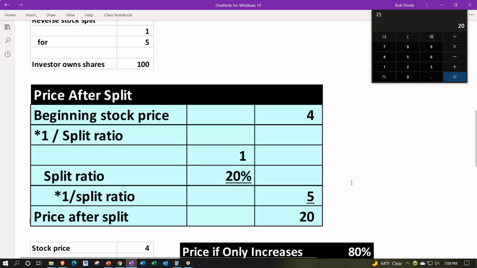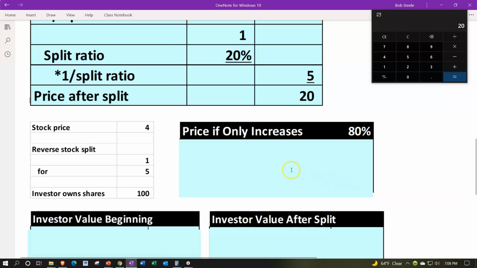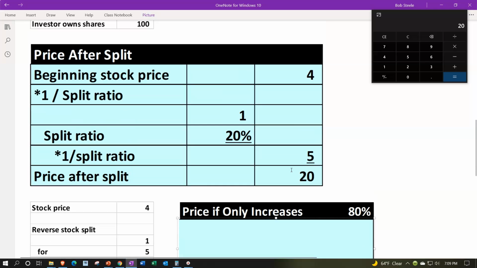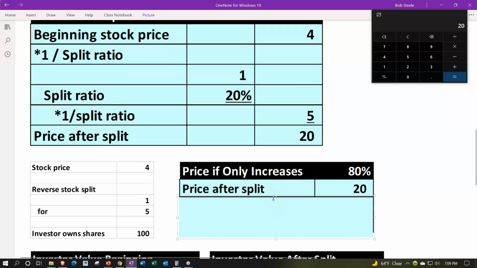So we got a price after of 20 now. So, what if the price only increased 80%? Let's imagine a situation where the market perceives this reverse stock split poorly, and the market reacts and only results in 80% of that price. The price would have been 20, and that's what we would expect, everything else equal, given that all we did was a reverse stock split and everything else remains the same, meaning no change to assets or liabilities or to the income, just a change in the number of shares. This is what we would expect, the price of 20.